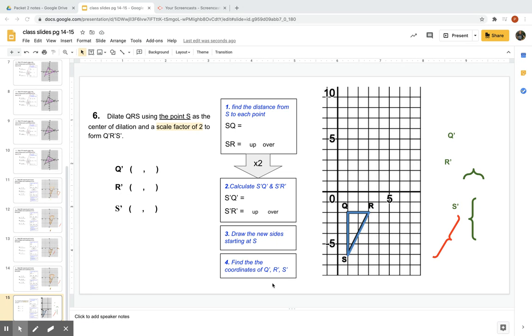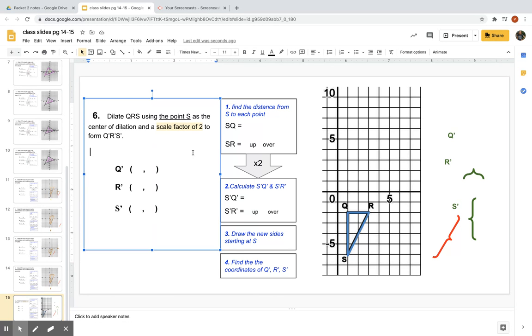Dilation with a scale factor of 2 means this shape is growing 2 times bigger than it originally was. How do we go about finding how to dilate about point S? Well, instead of getting 2 times further away from the origin as we dilate about the origin, we're going to get each point 2 times further away from our center, which is S. So Q needs to get 2 times further from S, and R needs to get 2 times further from S.